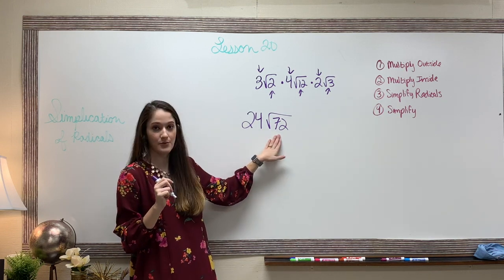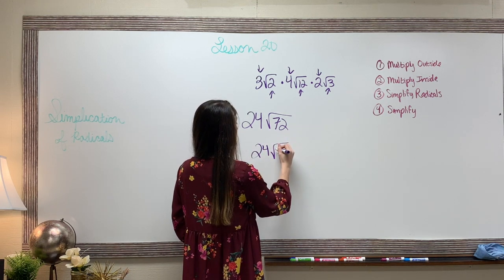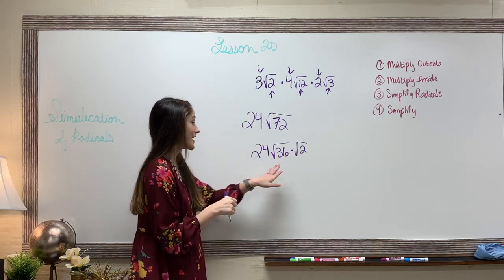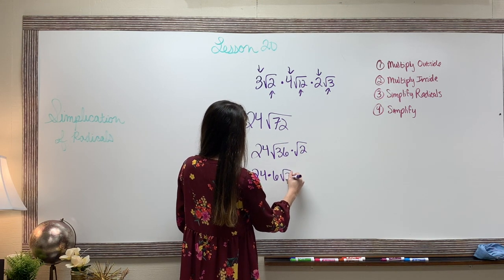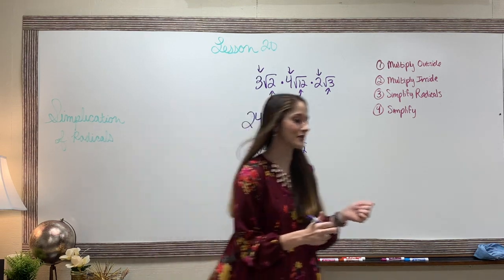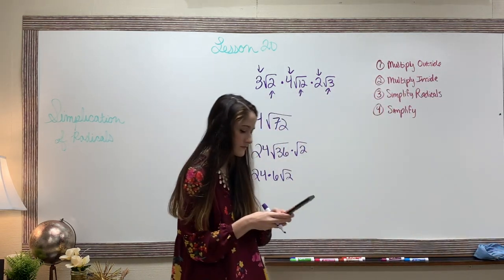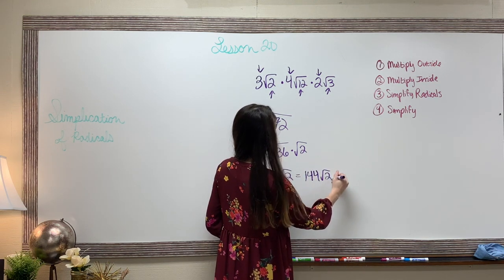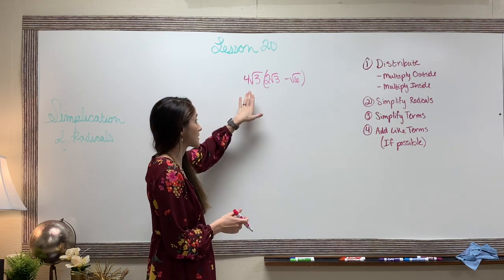Now we need to simplify the radical if we can. I happen to know off the top of my head that 72 is 36 times 2, or square root 36 times square root of 2, and this is a perfect square. So this becomes 24 times 6 square root 2, and then 24 times 6, I'm going to do that in my calculator. And it's going to be 144 square root 2. So that last step of simplifying was this part of multiplying right here. So we're done.